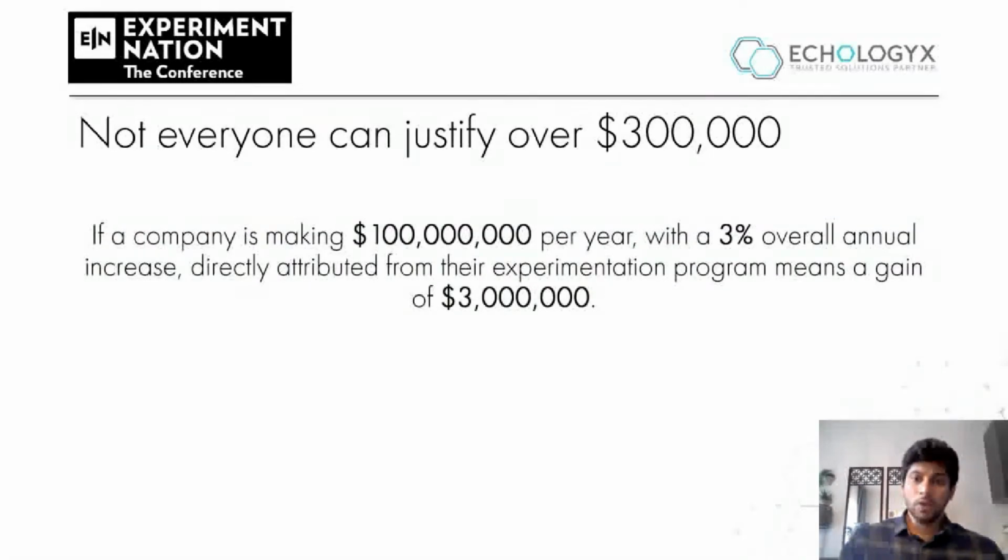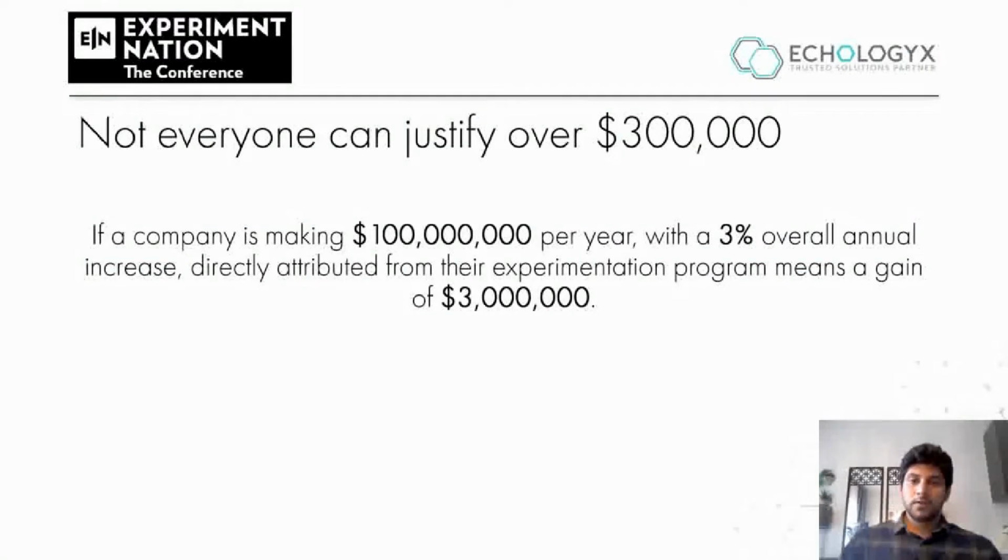Now, when we look at this amount and the data, let's say a company is making $100 million per year, and if they're making a 3% overall annual incremental revenue increase, which is directly attributed to their experimentation program, they can justify spending 300 grand because that amount equates to $3 million.